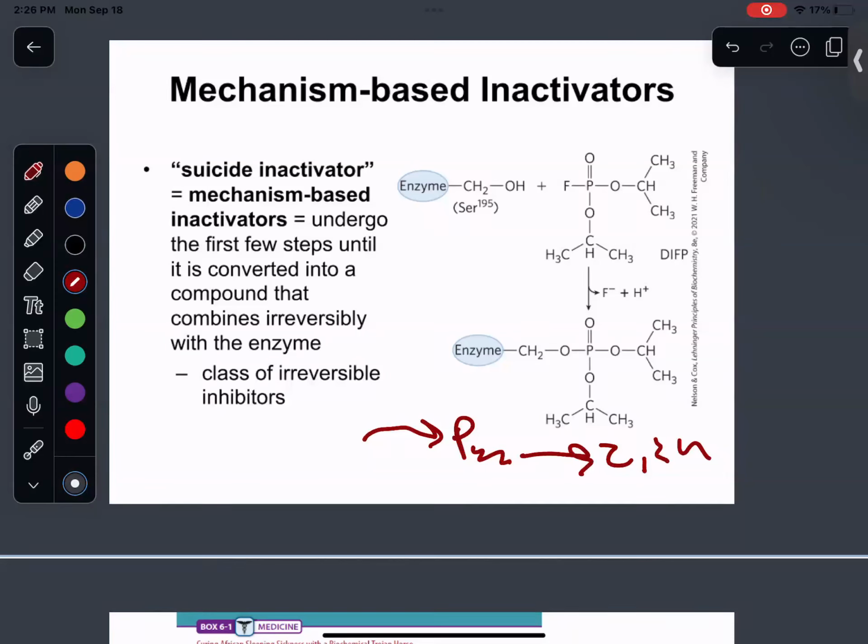I'm not going to do these right now. We have some other questions to go through. What type of inhibitor binds to the active site of an enzyme and undergoes the initial steps of a reaction before combining irreversibly with the enzyme? The answer is B. And the explanation is over here. Feel free to go through that. Okay. I know some people had some questions about this here.